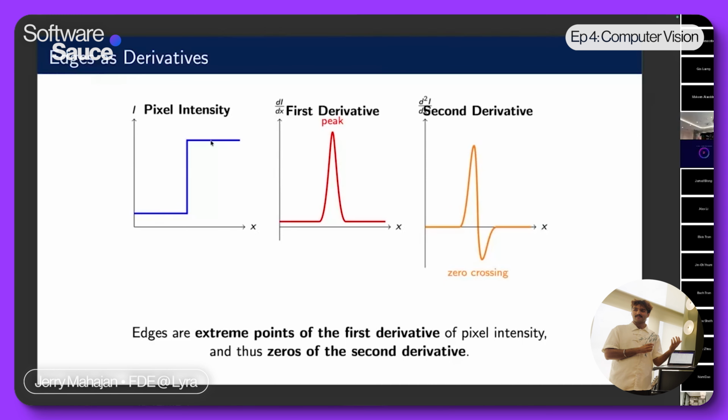Now, you might be thinking, how do we even take the derivative of this? This is clearly not continuous. We'll get to that. But what this leads us to think about is, how can we classify an edge? An edge is a maxima, or an extreme point of the derivative, and it means that the second derivative is 0. So we've got a criterion for finding a maxima if we can look at the derivative.